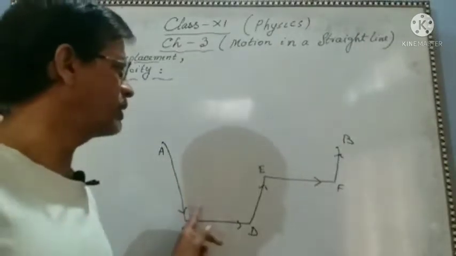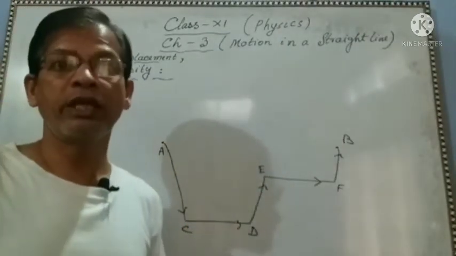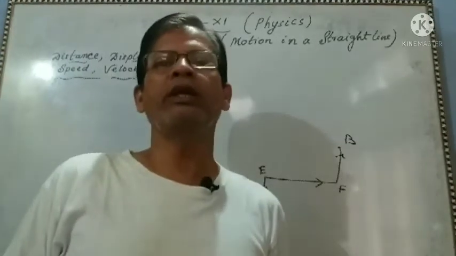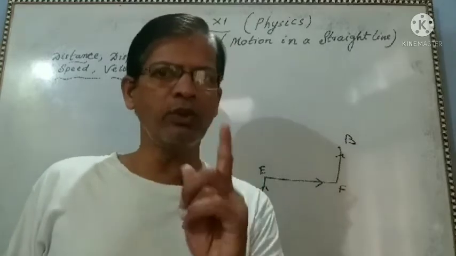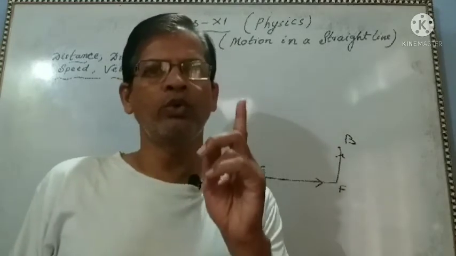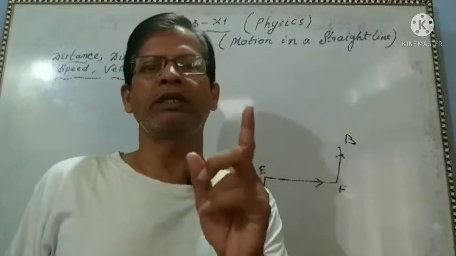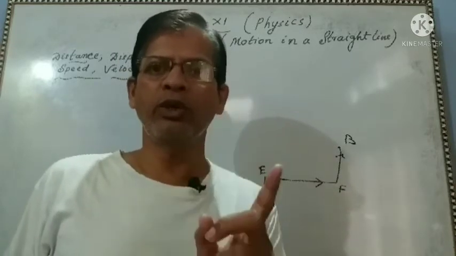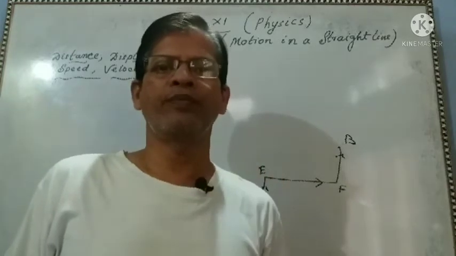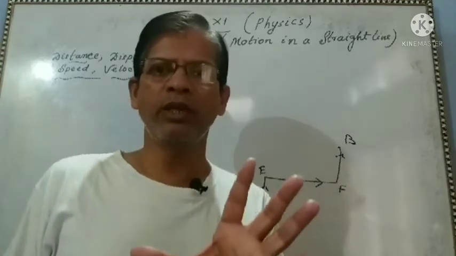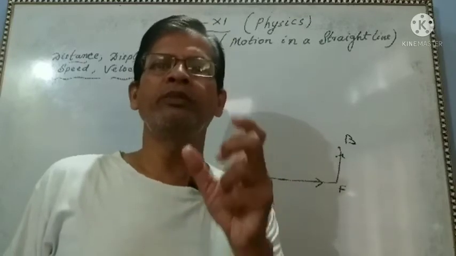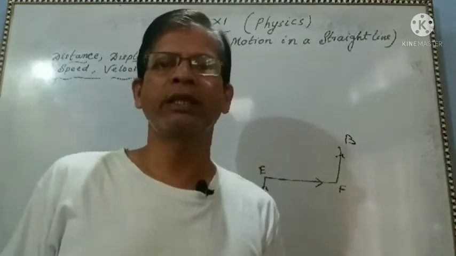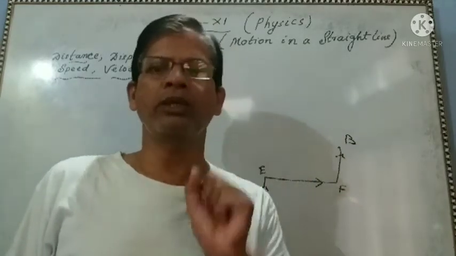It has no specific direction, so it is a scalar quantity. First, you have to know scalar quantity and vector quantity. The physical quantity, to express it, if both direction and magnitude are required, this is a vector quantity. To express a physical quantity, if we need both magnitude, meaning value, and direction, this is a vector quantity.